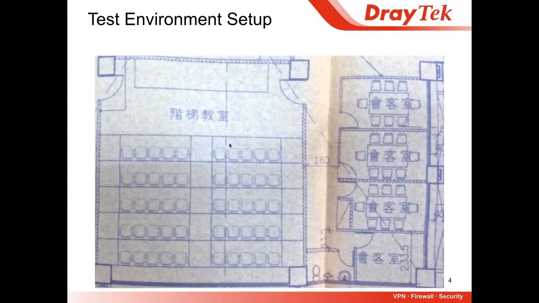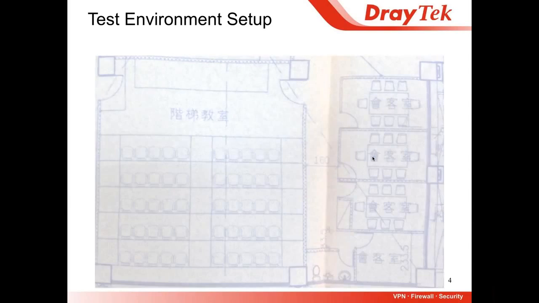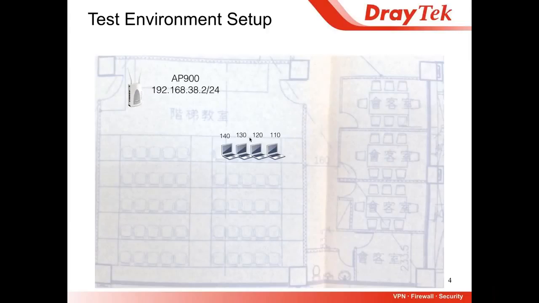This is a big meeting room in Draytek, and there are 4 other meeting rooms. First, we put the AP900 right at this corner, and it has the IP address in the 38 subnet. And then we put 4 laptops here. They have IP address from 38.110 to 38.140. And there's another 3 laptops here, IP address from 150 to 170. They receive the Wi-Fi signal from the AP900, and their link rate are 130.